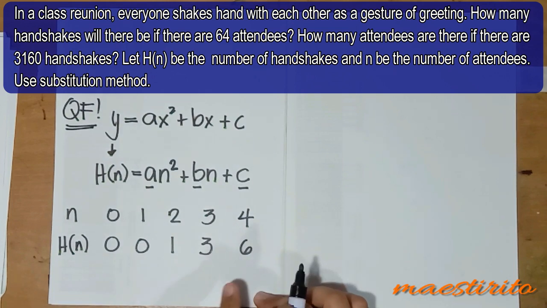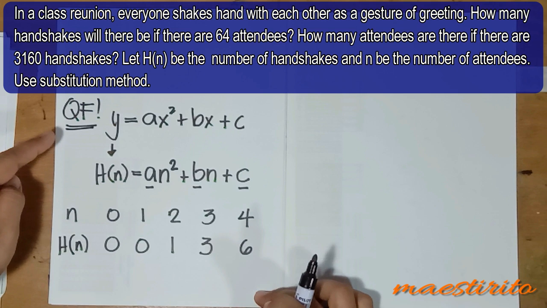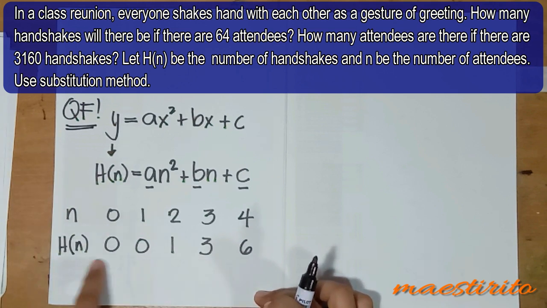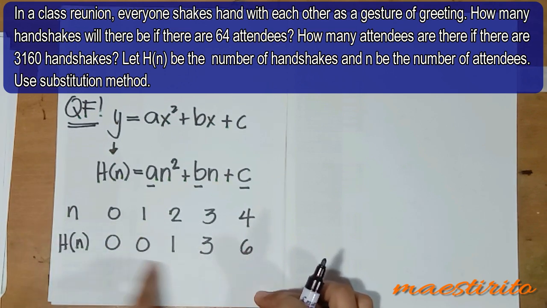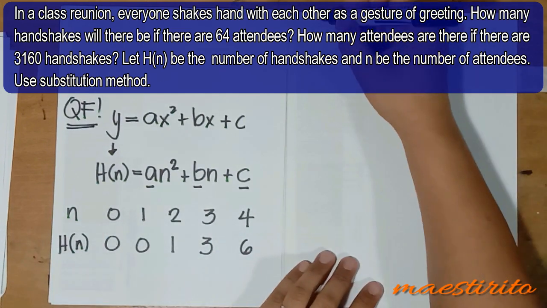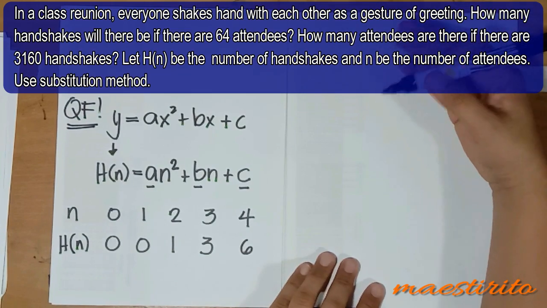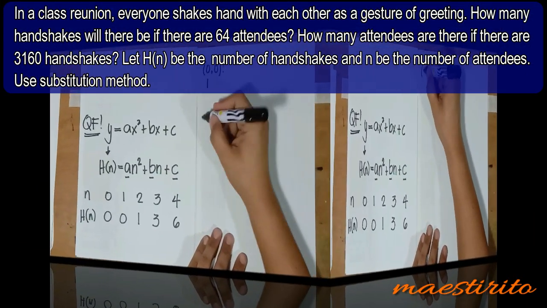So a while back, we have already investigated that this table of values is of a quadratic function. Okay, because the second differences for this row of numbers are the same. Okay, so let me use the 0, 0. So by this time, I'll be getting the values for a, b, and c. So let's use 0, 0.